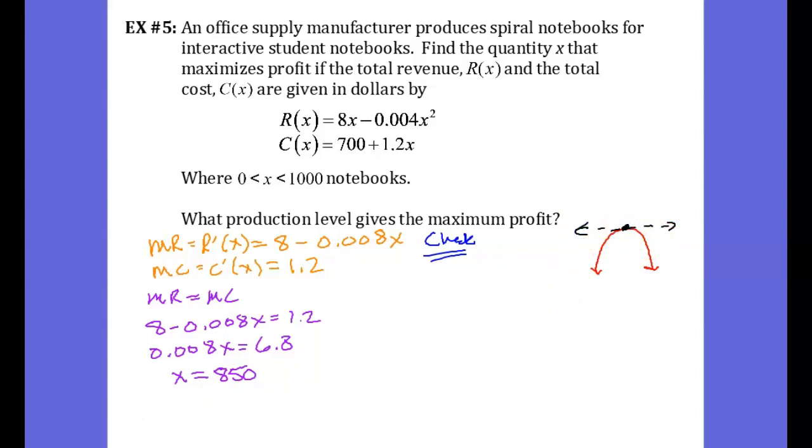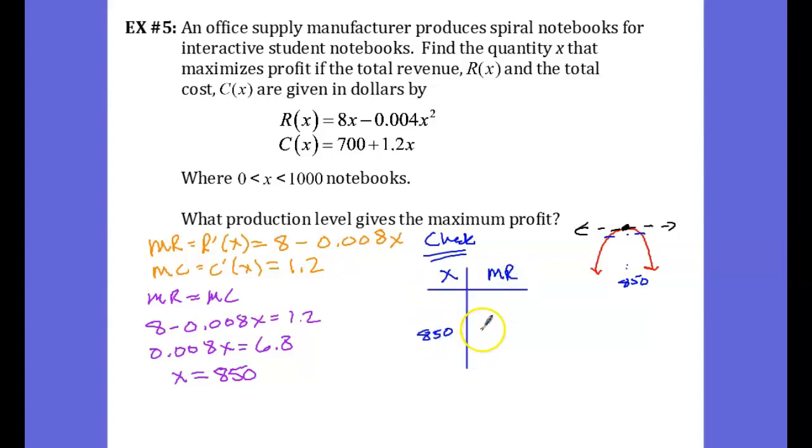And so just to verify that that is indeed the case, if that occurs at 850, I want to pick a point to the left of 850 and a point to the right of 850, and I want to check to make sure that I don't have maximum values there. So for my check, I'm going to make a little t-table, and I'm going to look at x values, and I'm going to look at the corresponding marginal revenue, and we'll just do this on the calculator.